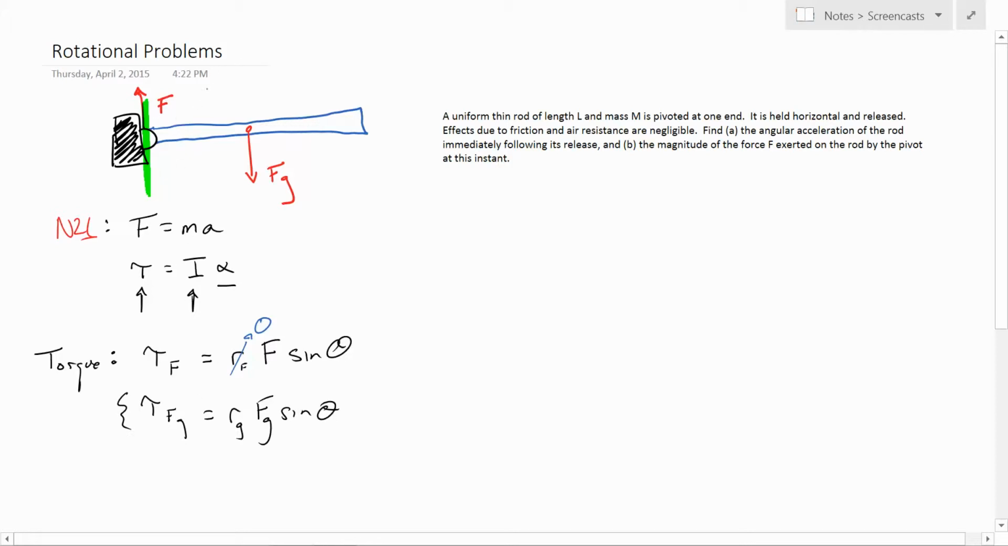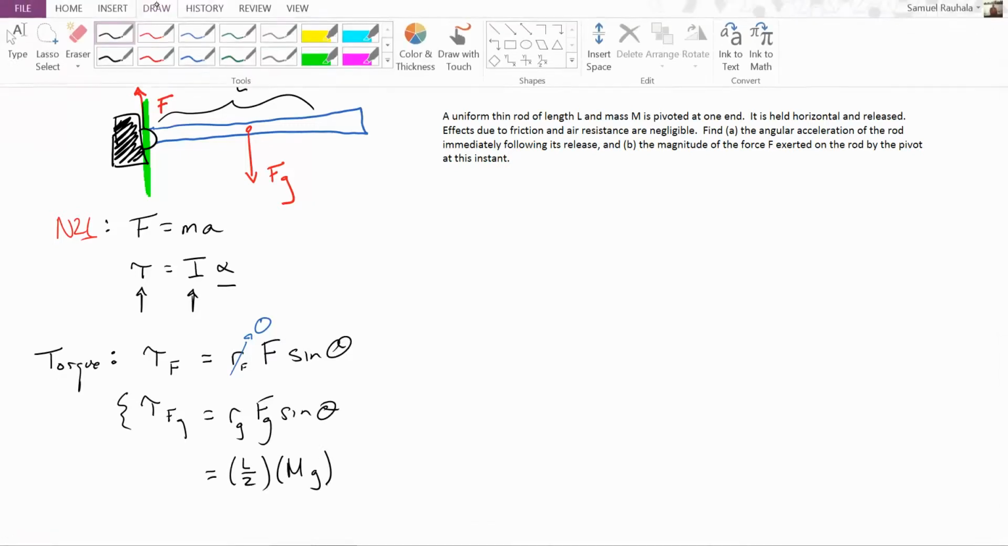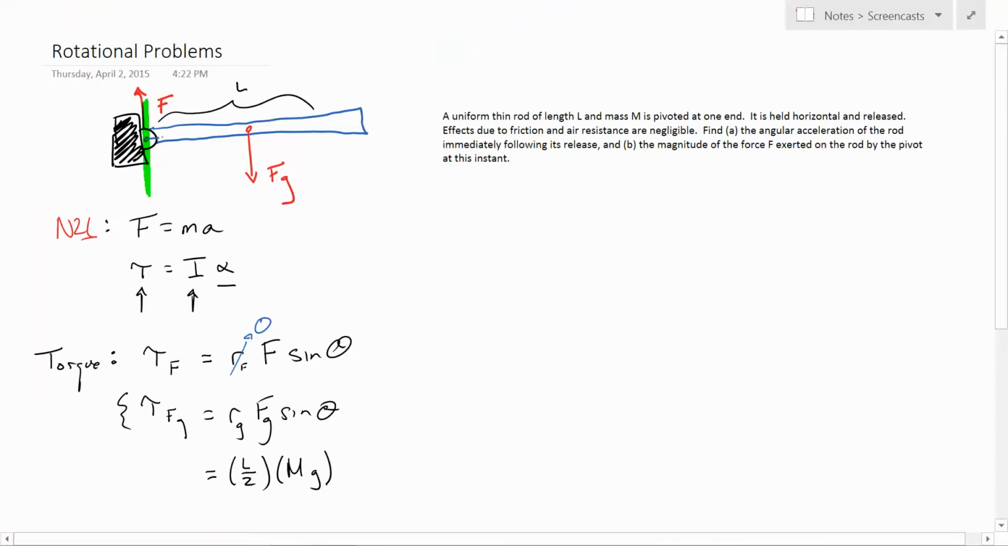So the whole thing is of length L. If the whole thing is length L, then gravity is going to be supplied at the center of mass. So the distance is going to be L over 2. The weight will just be mg. And this vector that goes from the axis to the point of application of the force, that's what we had called R_G. The angle between that and the applied force, the weight, is 90 degrees, so sine theta is just 1. So this is going to be my net torque.